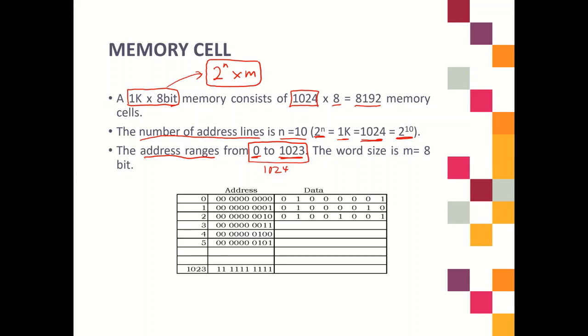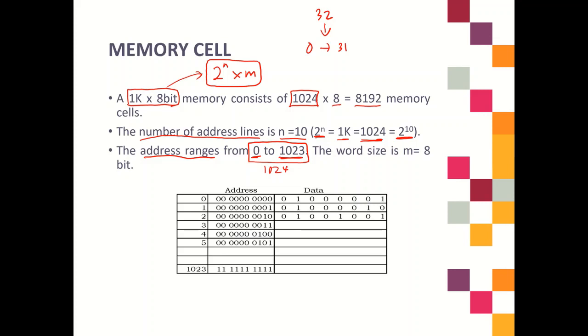For example, if you have 32 memory locations, your address range here starts from 0 to 31. That is how you determine the address range.